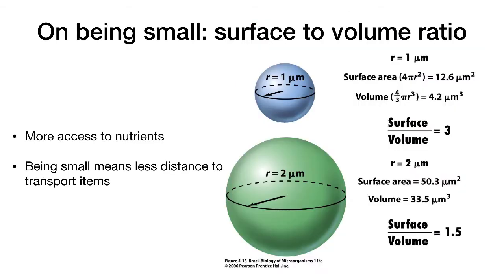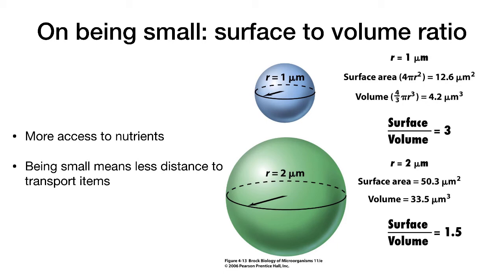Now let's take a step back for a second. Most bacteria are very small, and you may wonder why. Being small has important advantages. When you are small, you have a higher surface to volume ratio, meaning you have more surface to the amount of volume that you have. For example, a 1 micron cell with a 1 micron radius has a surface to volume ratio of 3.